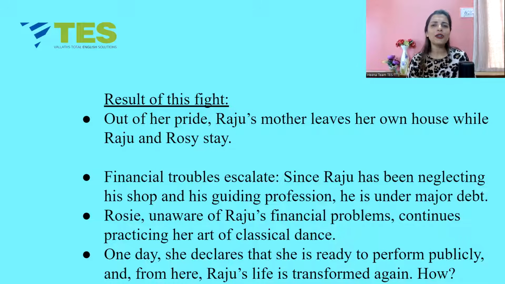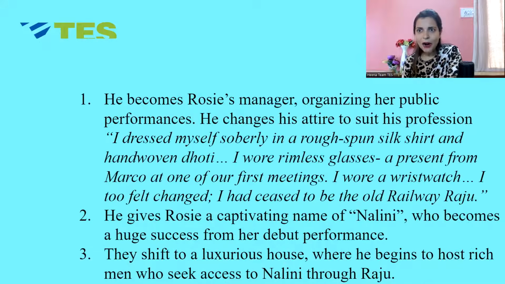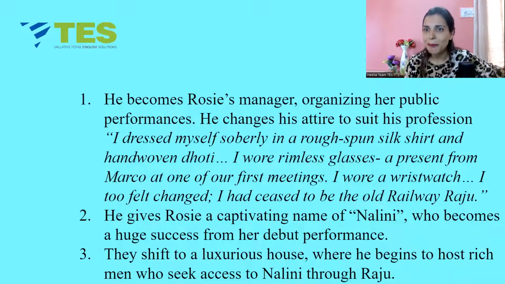Now, financial troubles escalate. Since Raju has been neglecting his shop and his guiding profession, he is under major debt. Rosie, unaware of Raju's financial problems, continues practicing her art of classical dance. And one day she declares that she is ready to perform publicly. And from here, Raju's life is transformed again. How? Till now, Raju was a guide. And now he becomes Rosie's manager.